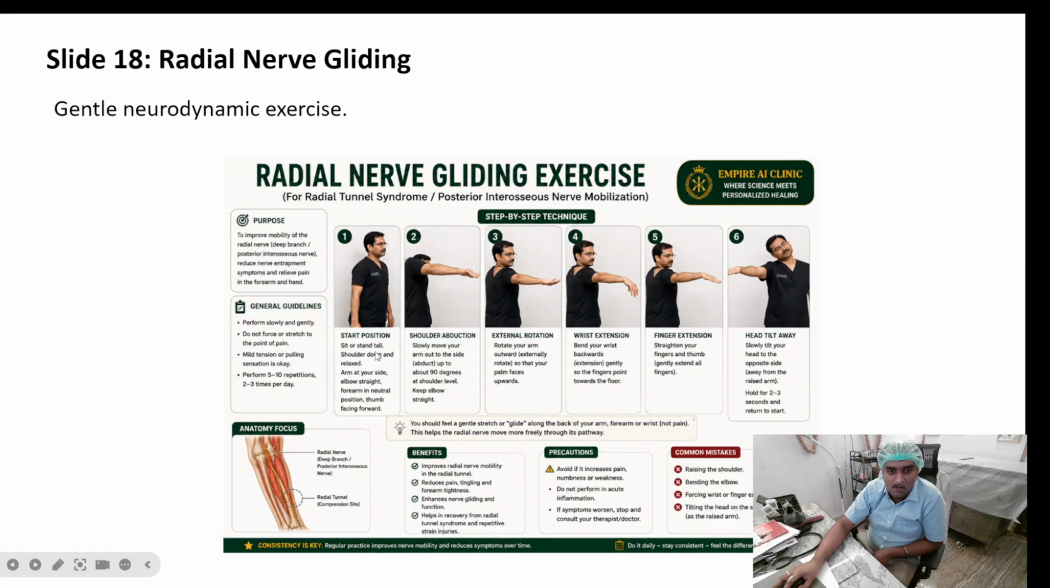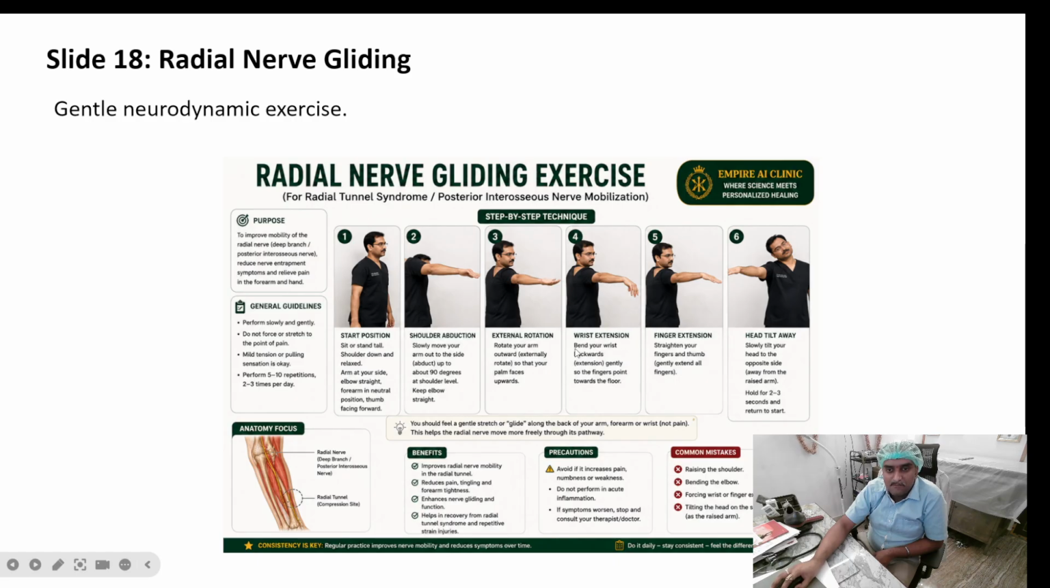Start position: sit or stand tall, shoulder down and relaxed, arm at your side, elbow straight, forearm in neutral position, thumb facing forward. Shoulder abduction: slowly move your arm out to the side, abduct up to about 90 degrees at shoulder level, keeping the elbow straight. External rotation: rotate your arm outward so that your palm faces upwards. This is the palm facing upwards.